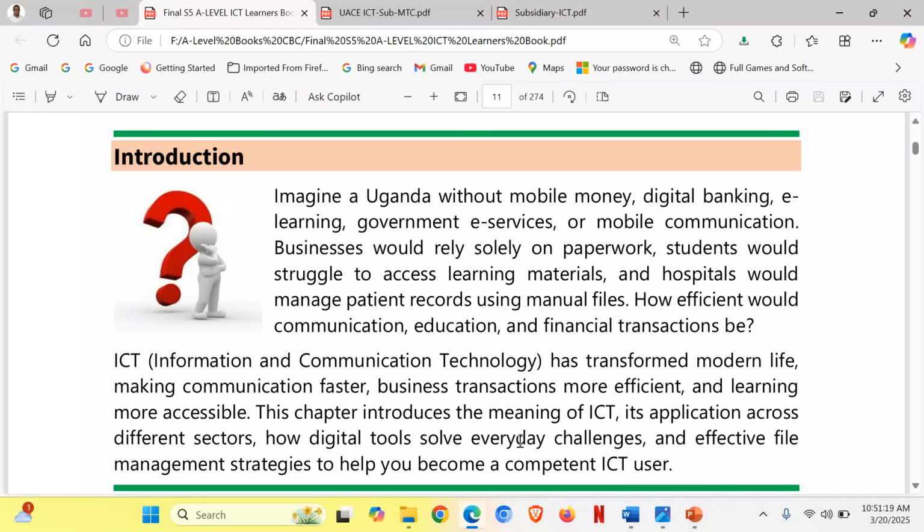ICT, information and communication technology, has transformed modern life, making communications faster, business transactions more efficient, and learning more accessible. This chapter introduces the meaning of ICT, its application across different sectors, how digital tools solve everyday challenges, and effective file management strategies to help you become a competent ICT user.